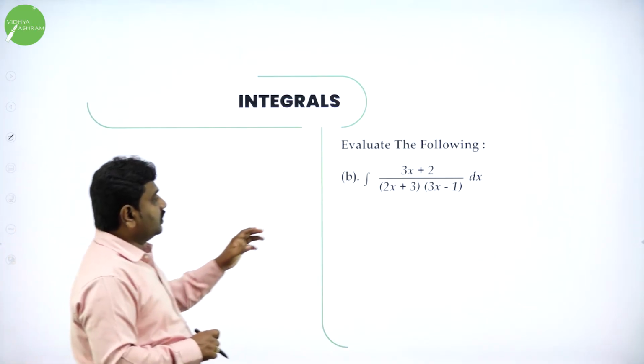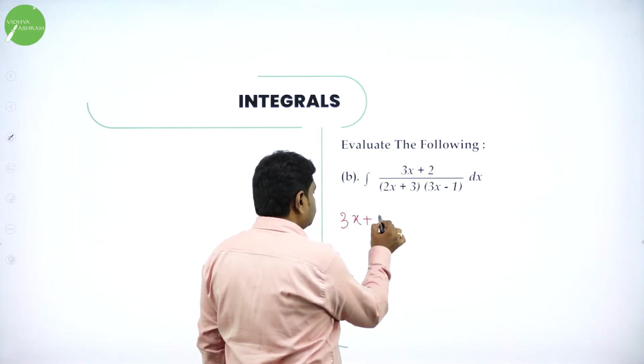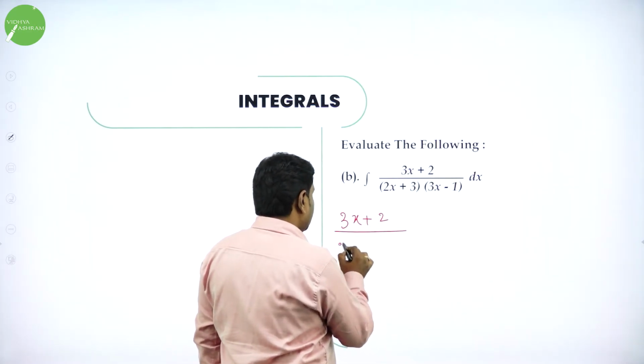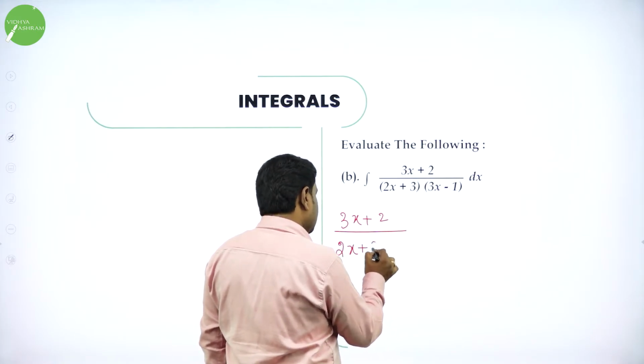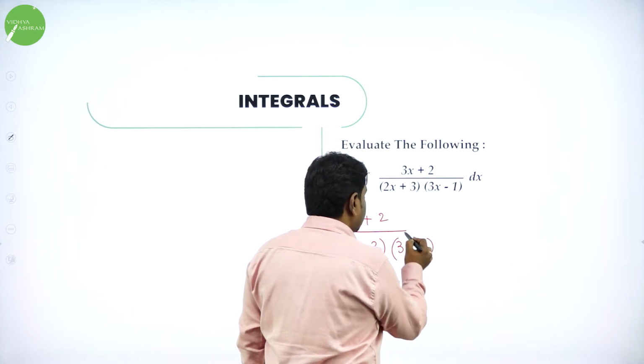Next, here again they gave 3x plus 2 divided by 2x plus 3 into 3x minus 1. You can write this as what?